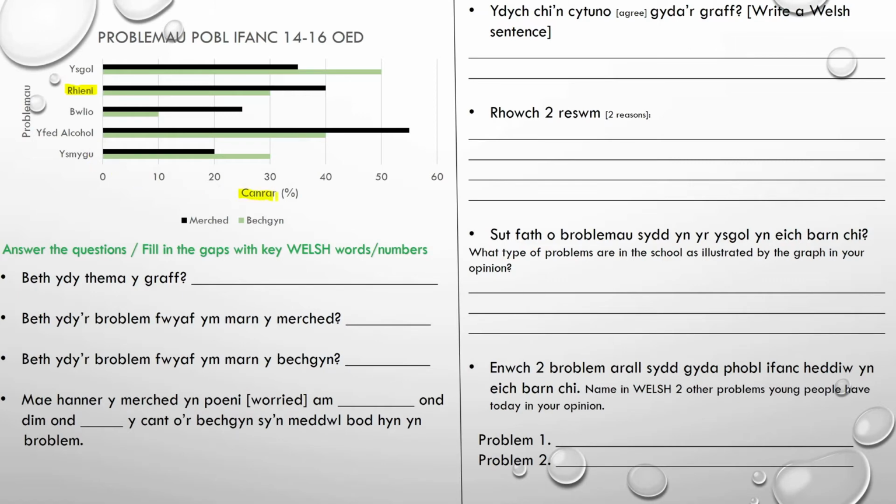And down here is your data, your percentages, canran. They've been grouped as merched, the girls, and bechgyn, boys. So now we've understood the graph, we can now respond. So you need to answer the questions or fill in the gap on bullet point 4 with key Welsh words or numbers. No sentences needed.